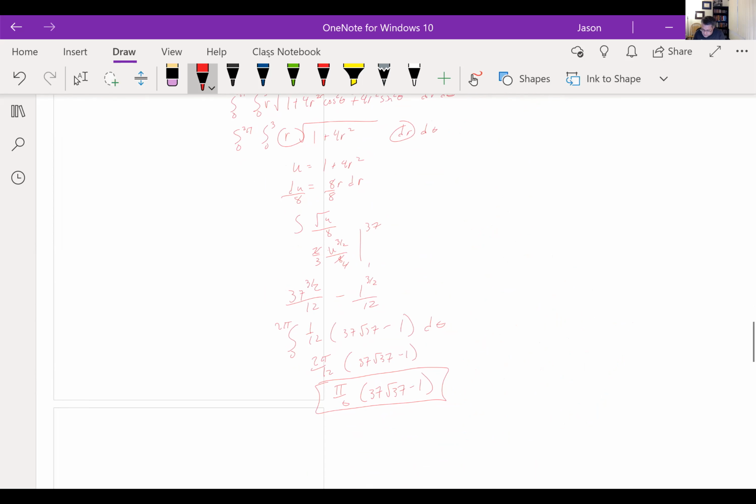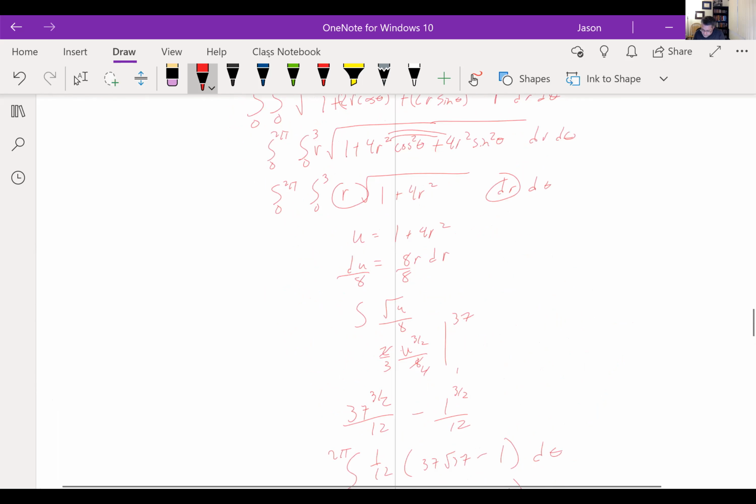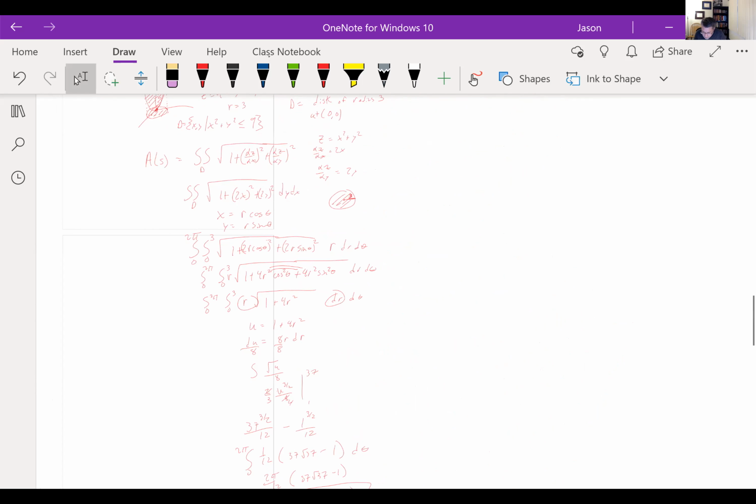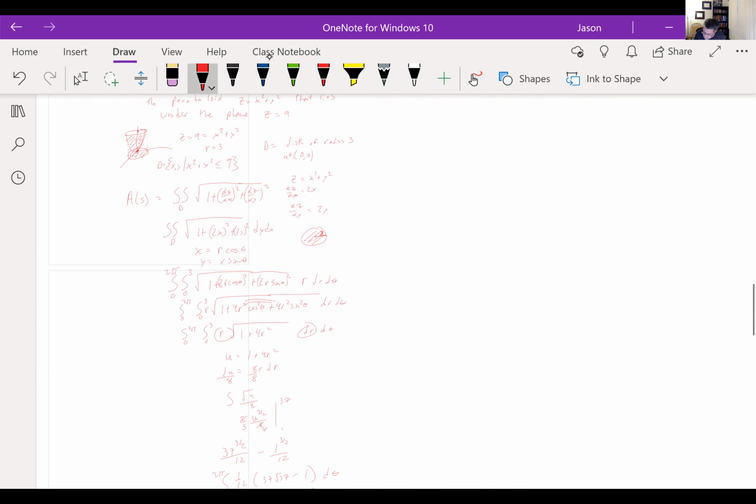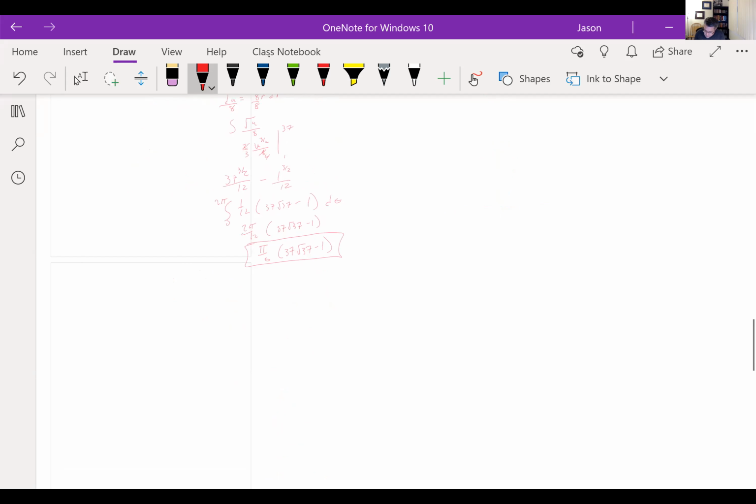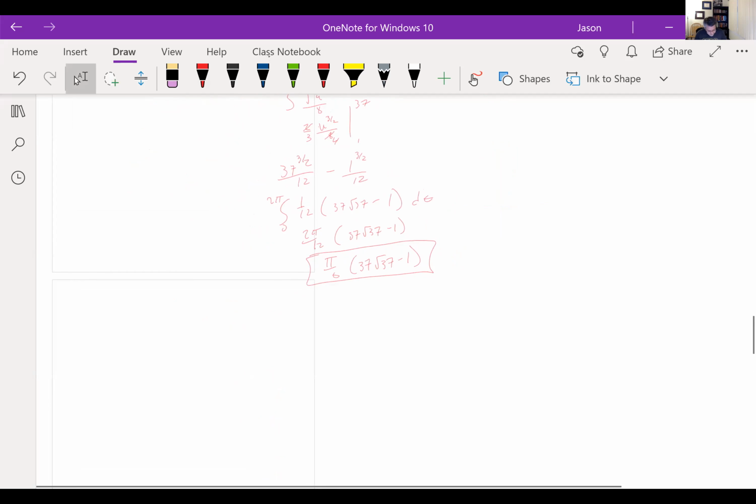You could have done this problem using Calc 2 techniques if you really wanted to. You could think of it as taking this curve and rotating it around the y-axis, finding the surface of revolution. If you really wanted to, you would get the exact same answer. But we know better than that.